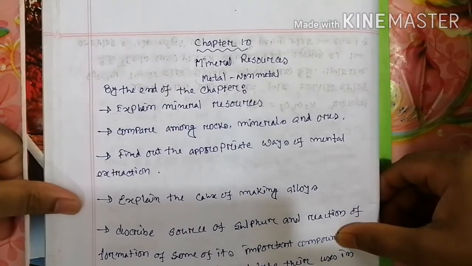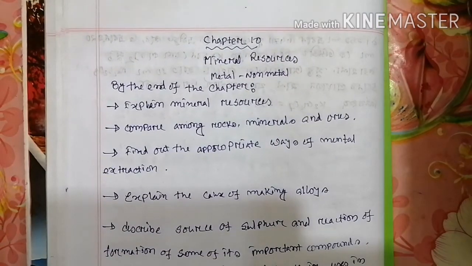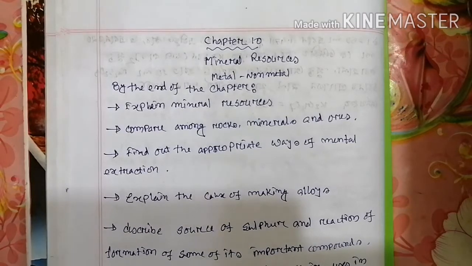Today again we talk about chapter 10, mineral resources, metal and non-metal. In this chapter, we discussed two lectures of it. Today we discuss corrosion: symptoms, causes, and prevention of corrosion of certain metals and alloys.